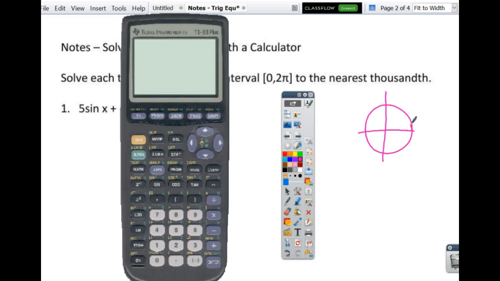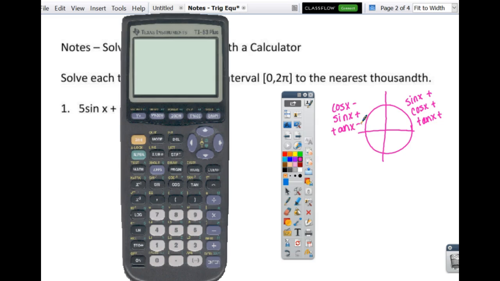We're still going to use the circle to find our values. And so I drew this with some of you already. So in the first quadrant, the sine of x is positive. The cosine of x is positive, and that makes the tangent positive. In the second quadrant, the cosine is negative. The sine is positive, which makes the tangent negative.